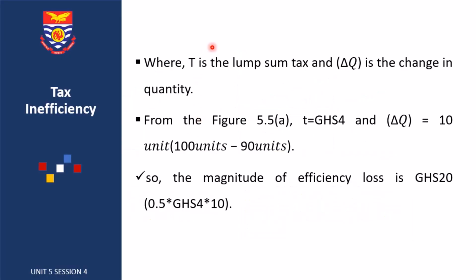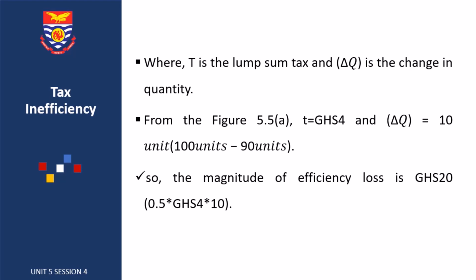So we are saying where T is a lump sum of tax and the change is a change in quantity, right? We are saying from the figure that we just looked at, figure 5.5a, let's assume that T is 4 and the change in quantity is 10. That's the change from 100 units to 90 units, right? And then the tax imposed is 4. I said that the magnitude of efficiency loss here is 20.